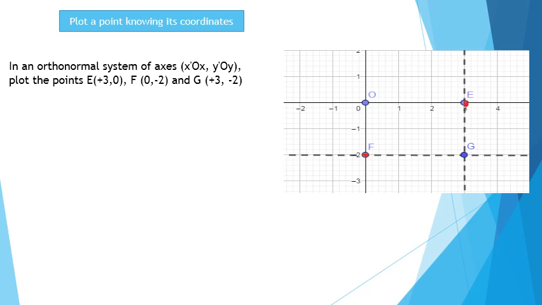G is (+3, -2). Keep in your mind that the first number represents the abscissa or the position on the x-axis. So start by +3 and go down to -2. Here is the point G.